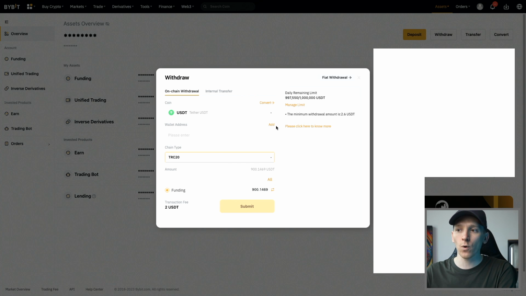You can also add a wallet address and whitelist them here, and that just makes the withdrawal process a little bit easier. You don't have to go through all of the email checks and everything like that if you want to add them as a whitelisted address.